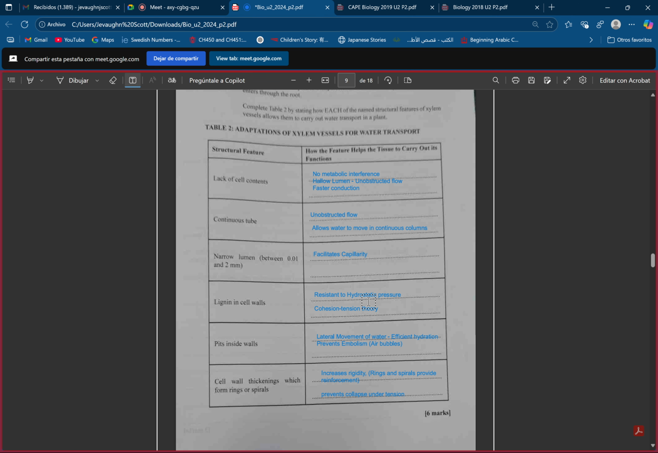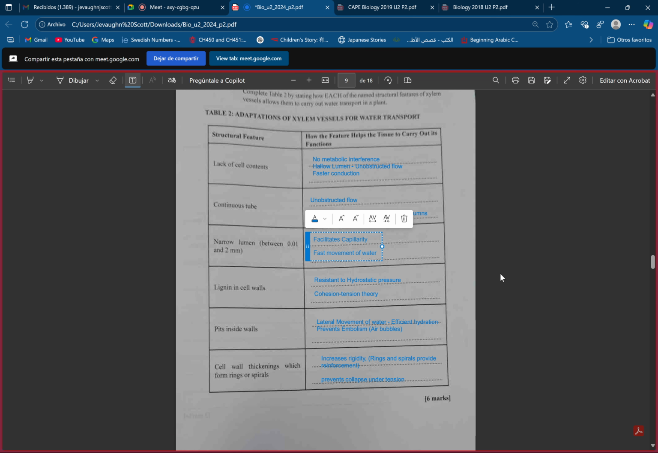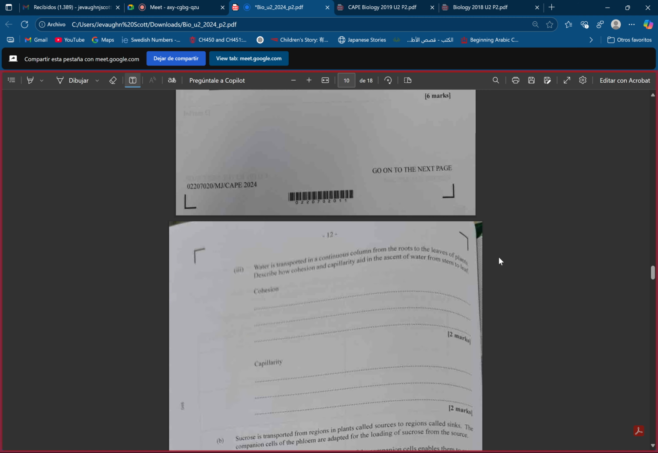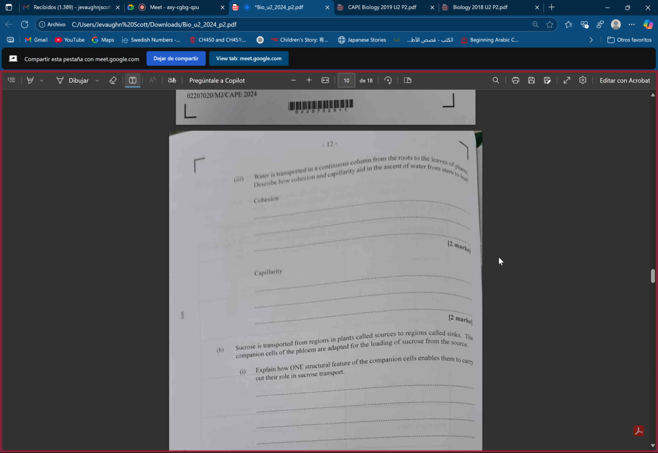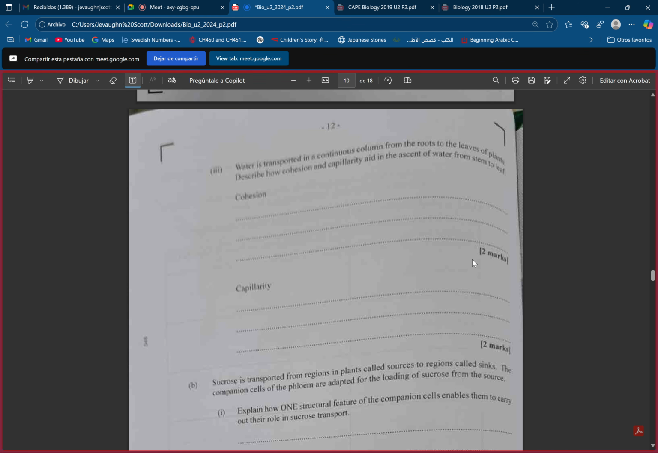The fast flow of water upwards. So if it's narrower, yes, that would be the case. Alright? So you could speak about that. It, along with osmotic pressure, would facilitate the fast movement of water. So that really now depends on the turgor pressure or the osmotic pressure. Alright? But yes. Lovely. Water is transported in a continuous column from the roots to the leaves of the plant.